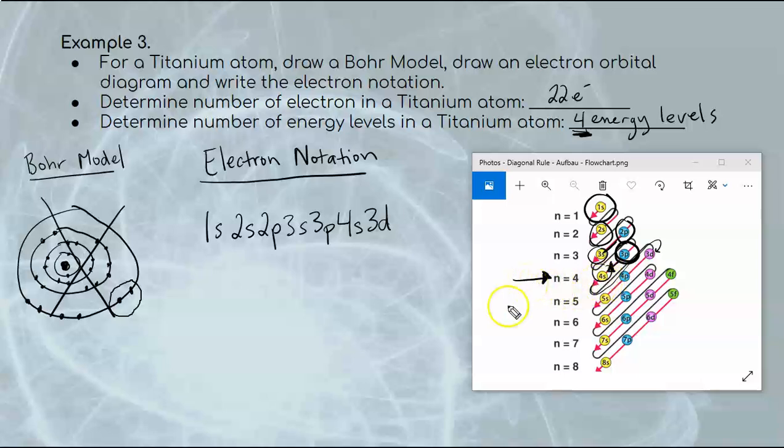Now, it's a little hard at first. You may not know exactly if we go all the way to 4p, 4d, or 4f. Just take it step by step, okay? Write out a few energy levels and sublevels first, and then you can start to fill in how many electrons you have on those sublevels.